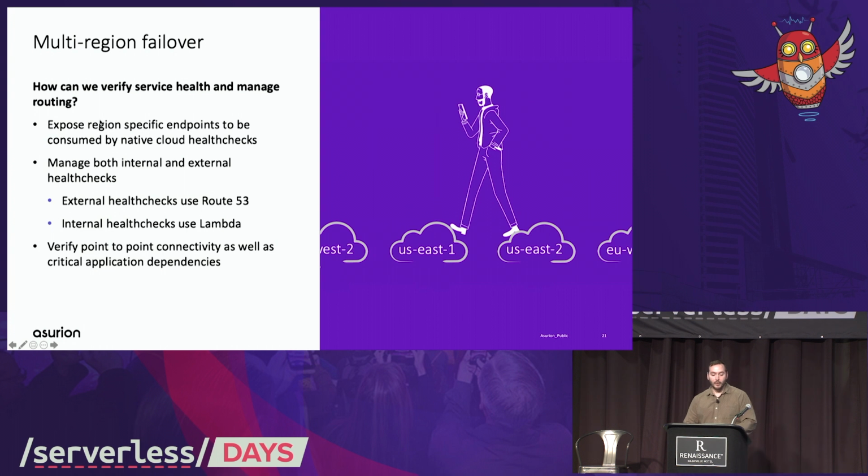All right, so now I'm going to show you how we actually manage our service routing and our health. So what we did was we got a few of us into a room, and we just started whiteboarding different possibilities. And we came up with a series of health checks that will help us determine the individual health of any given region and then automatically trigger that failover. So the first thing we did was we exposed region-specific endpoints that we could consume with different cloud-native health checks. And we did that because we used to see this a little bit more. We don't see it as much lately.